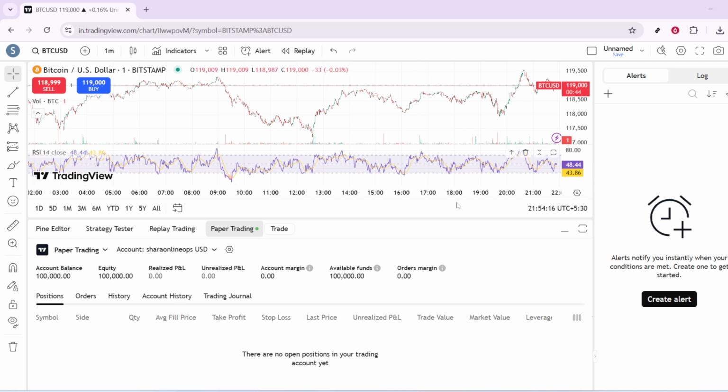Remember, trading involves risk, and practice is key. The more you engage with the charts and learn the intricacies of TradingView, the better equipped you'll be to make smart, profitable trades. Keep learning, stay patient, and you'll find trading success.